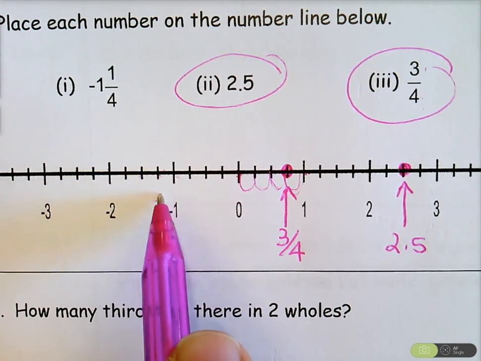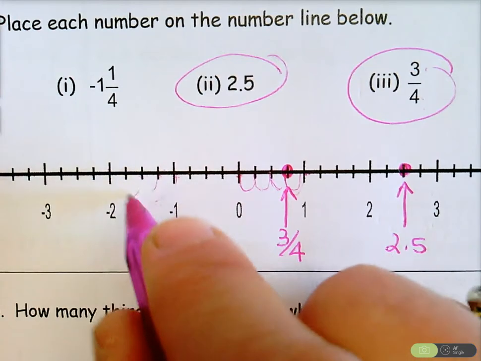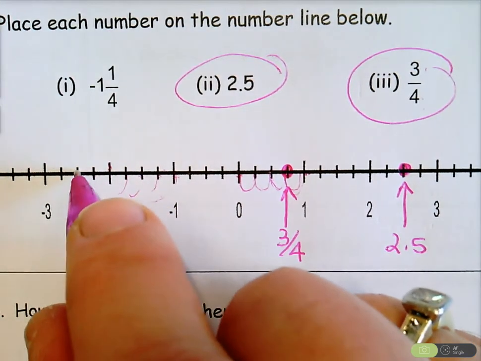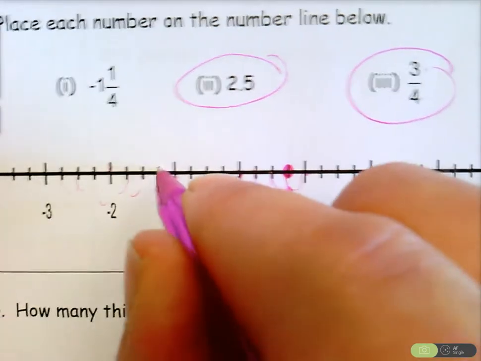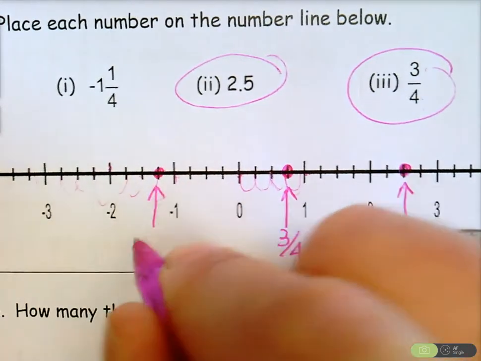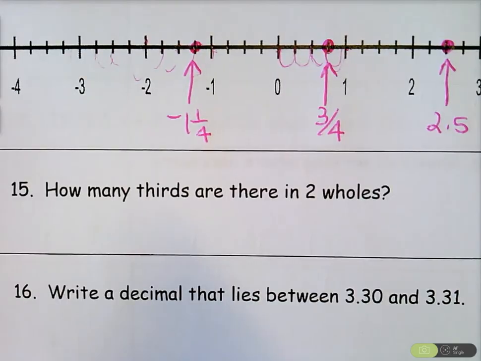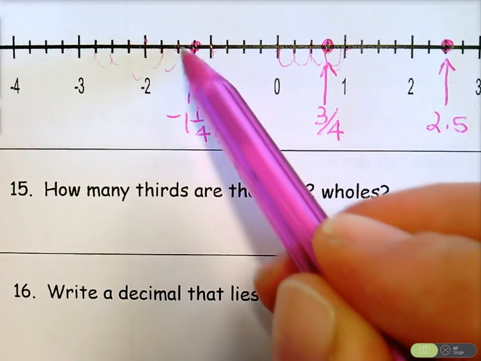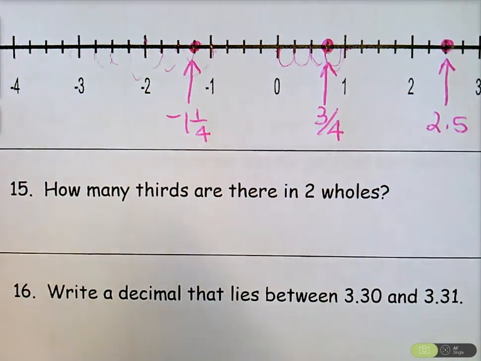Girls, look: -1, -1 1/4, -1 1/2, -1 3/4, -2, -2 1/4, -2 1/2, -2 3/4, -3. So girls, it's here. Negative 1 1/4 is there. I've got negative 1, negative 1 1/4, negative 1 1/2, negative 1 3/4, negative 2. So that's negative 1 1/4.